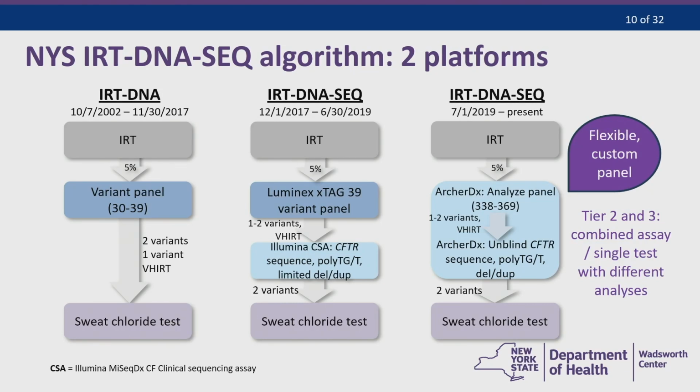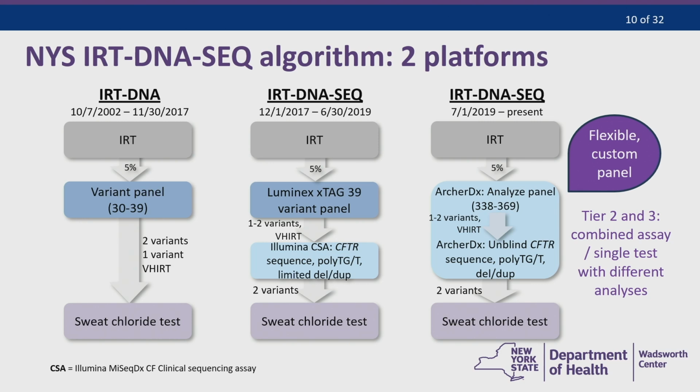I just want to briefly mention that we've used 2 different kits for our sequencing. We started out by screening using the Luminex 39 variant panel, followed by the Illumina assay. We switched in 2019 to a custom assay that we built with a company called ArcherDX. Basically, we've combined our 2nd and 3rd tier into a single test. It's just split by analysis. So every baby gets next-gen sequencing, single DNA extraction, single library prep, single sequencing run.